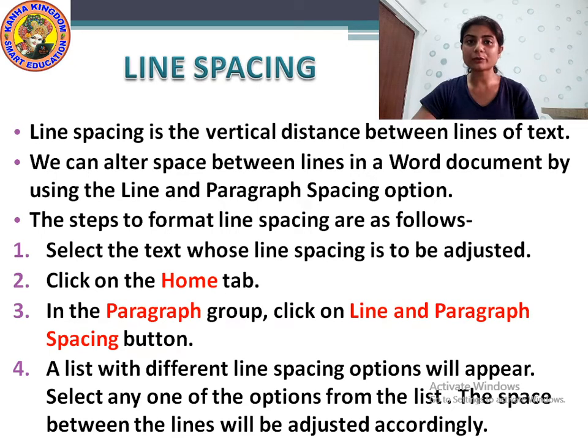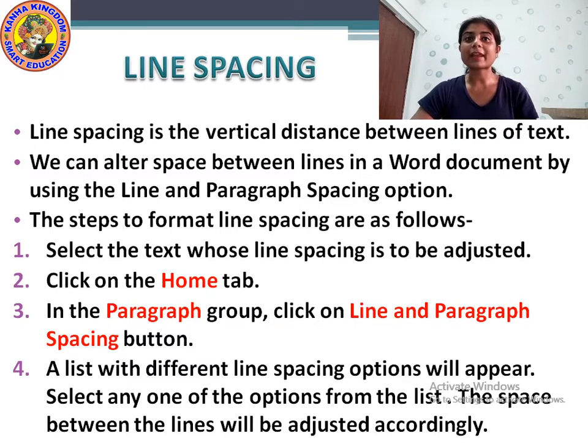First of all, what will you do? You will select the text whose line spacing is to be adjusted. You will select the particular text for which you want to adjust the line spacing. Okay, then click on the Home tab. After selecting the text, you will click on the Home tab, that is available on the ribbon, on the top of the Word document page. You will find the Home tab there.